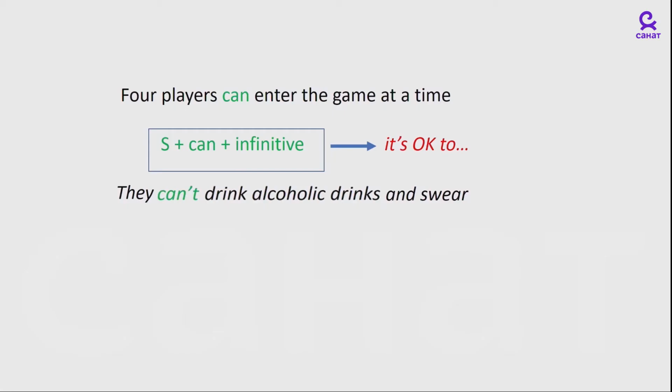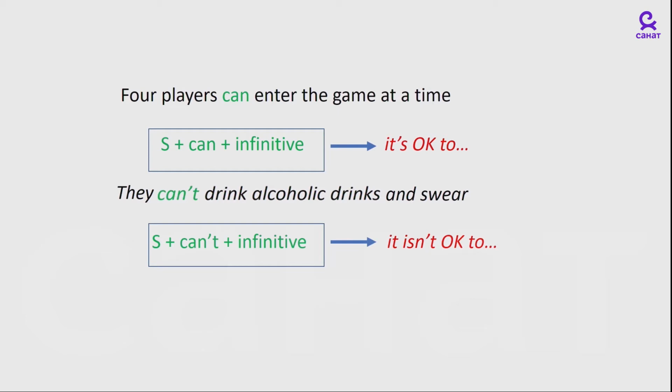Okay, let's repeat the sentence. They can't drink alcoholic drinks and swear. Repeat, please. They can't drink alcoholic drinks and swear. Right. Let's write the sentence. They can't use alcoholic drinks and swear. The formula is subject plus can't plus infinitive, and we use it to talk about things that are not okay to do or not allowed to do.